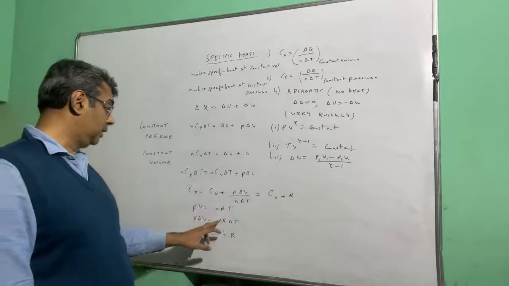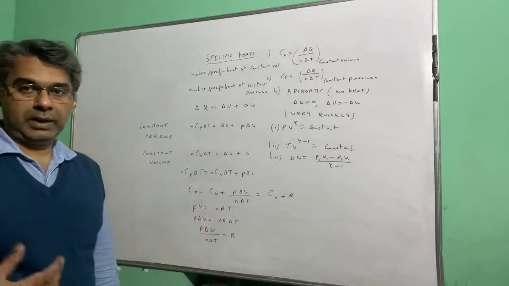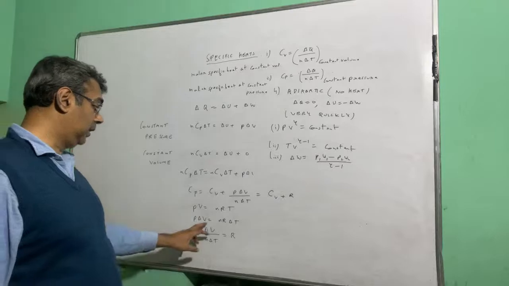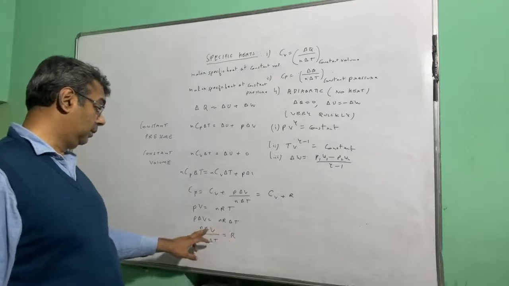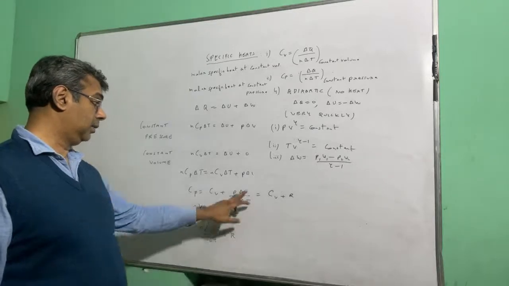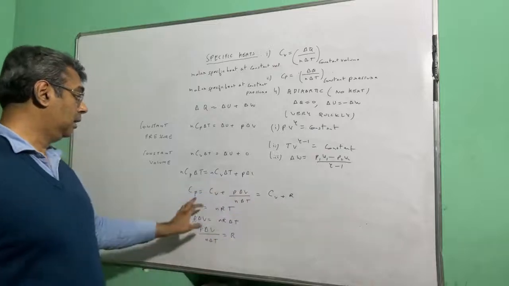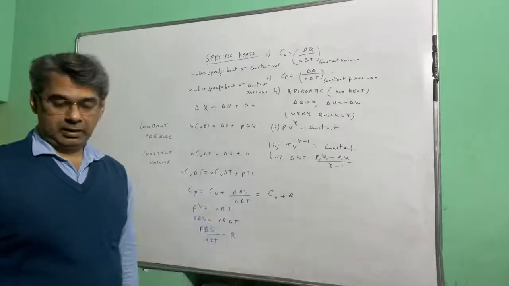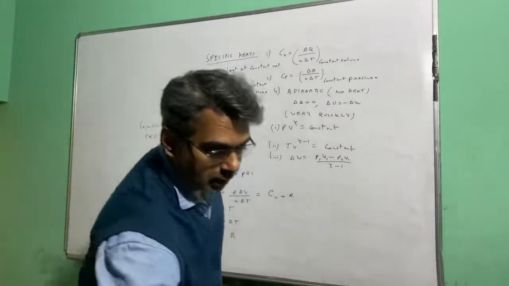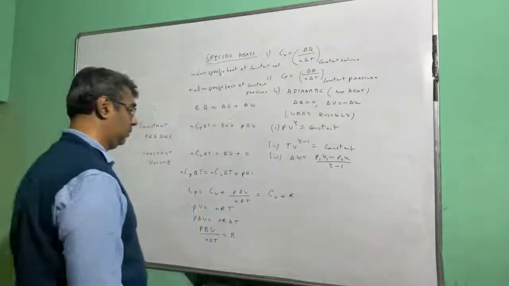Now PV is nRT. If you take differential on both sides, P delta V is nR delta T, so P delta V by n delta T is R. So P delta V by n delta T, you write R. So Cp will be Cv plus R.